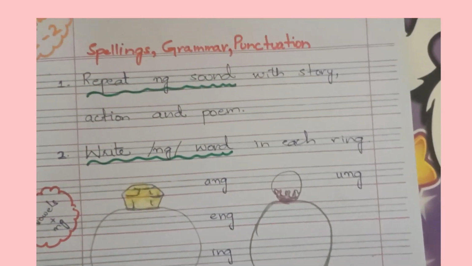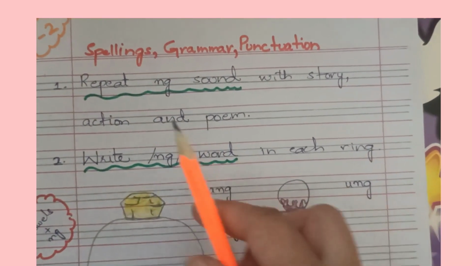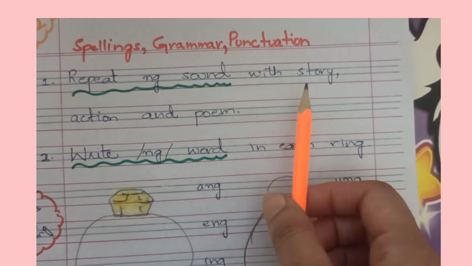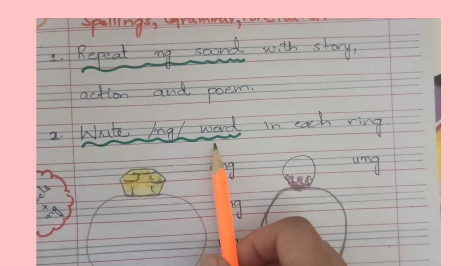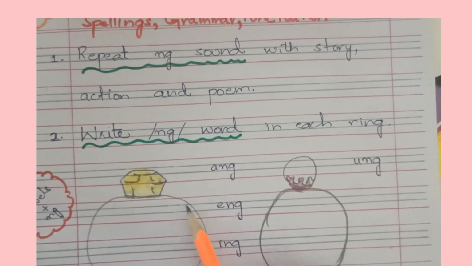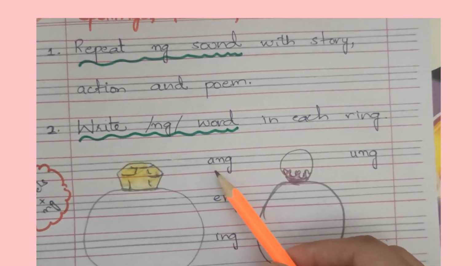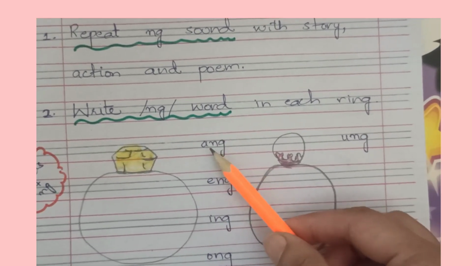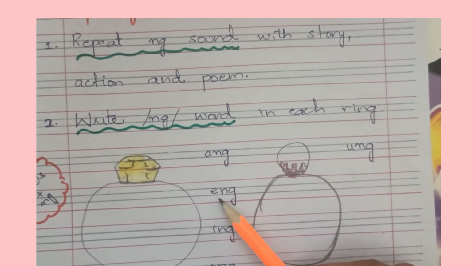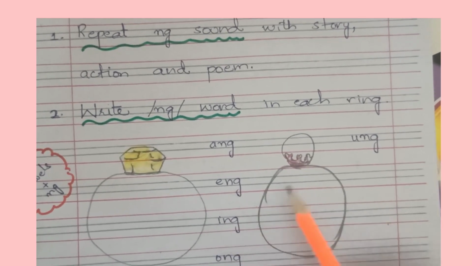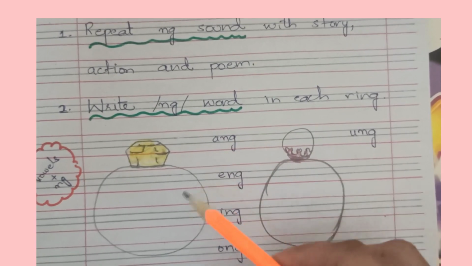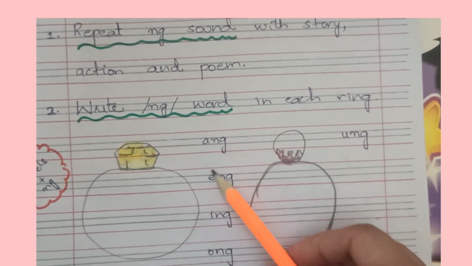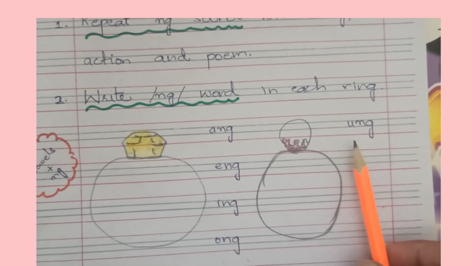Now lesson number 5. Repeat the sound with story, action and poem. Write a word in each ring. And ask them to write words having the vowel a, then e, then i, then o, then u. Because at this time you have to teach them the importance of the short vowel sounds.